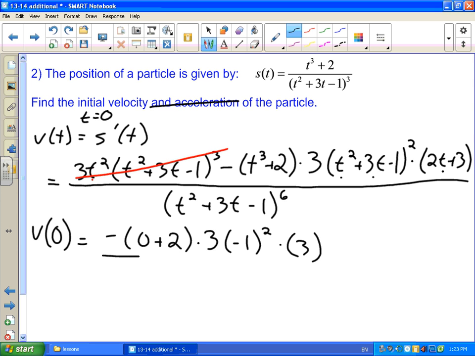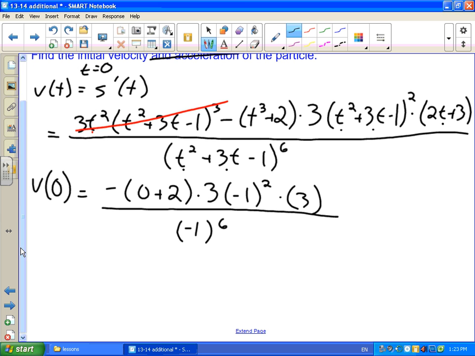And what do we end up with down at the bottom? Well, let's see, we get a 0, and so we'll have negative 1 to the power of 6. And then we just need to simplify. So we're going to have, let's see, negative 2 times 3 times 3, so that gives us negative 18 up top, and in the bottom, this is going to just become positive 1. So our initial velocity is negative 18.